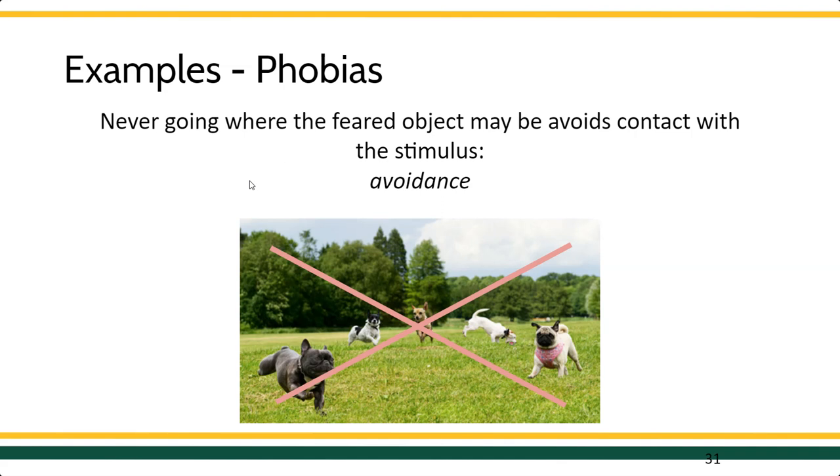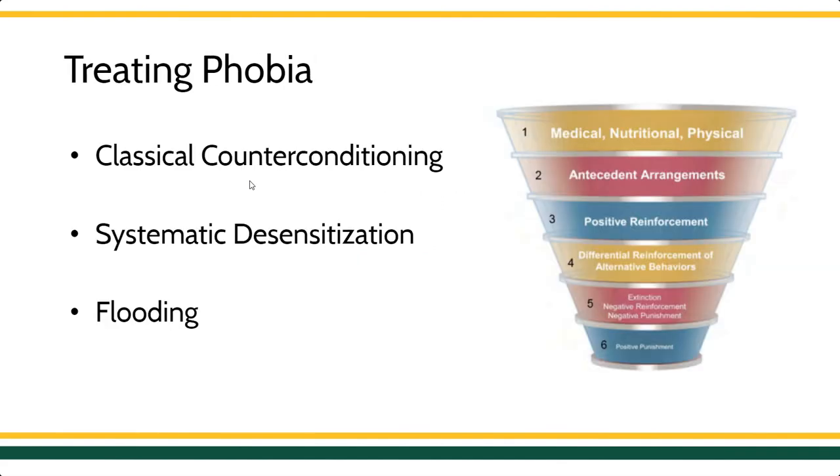And generally speaking, if we're talking about the behavioral treatment of phobia, we're going to be looking at one of three different examples. So I'm going to tell you about the three different examples. We're going to talk really briefly about the hierarchy and how they kind of fit in there. And I'm going to give you an example of what not to do.